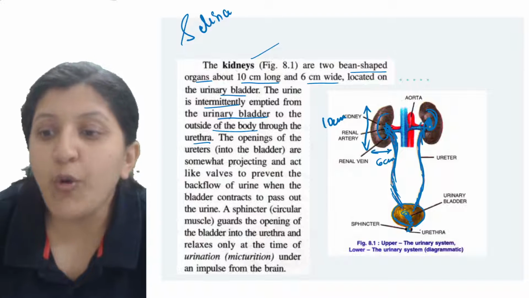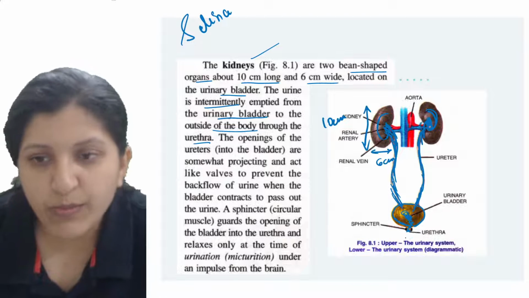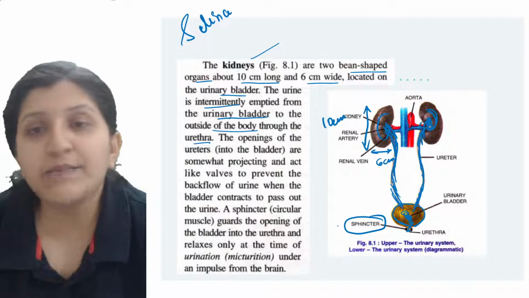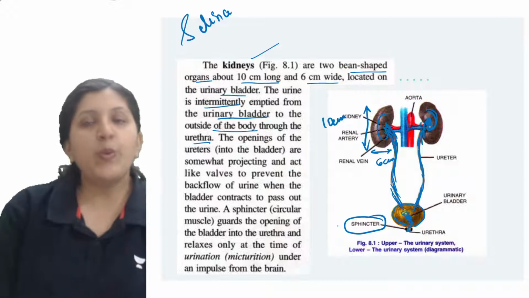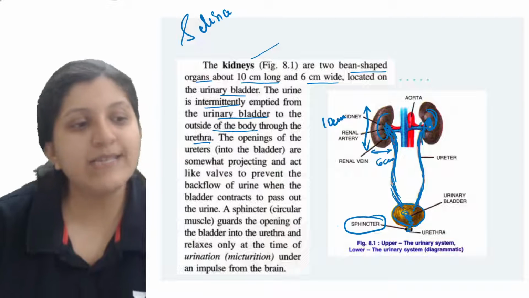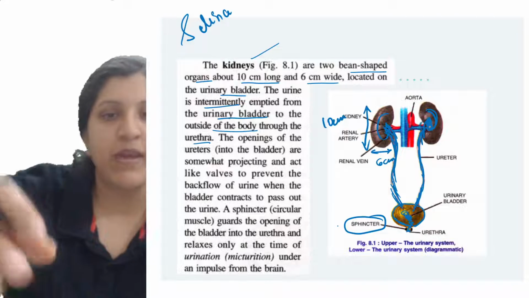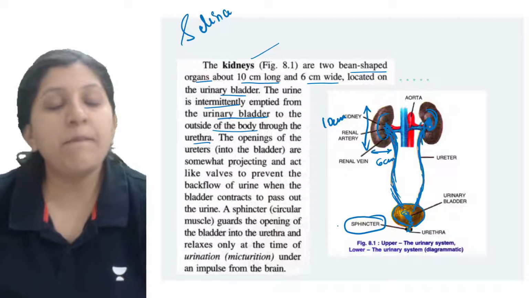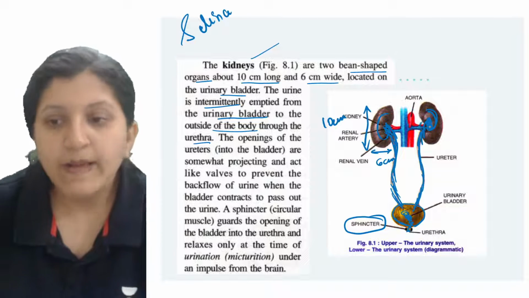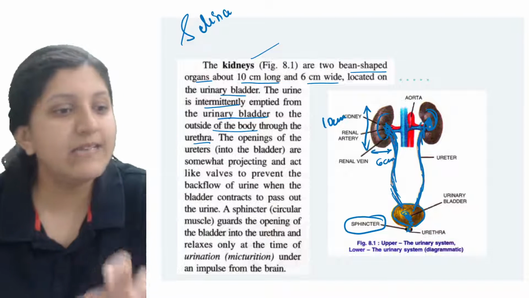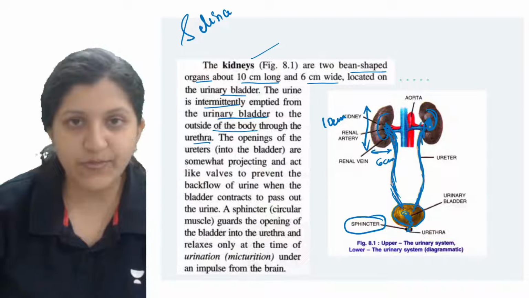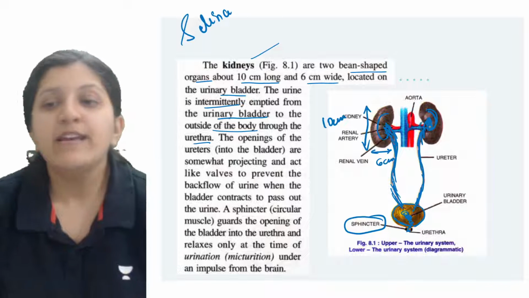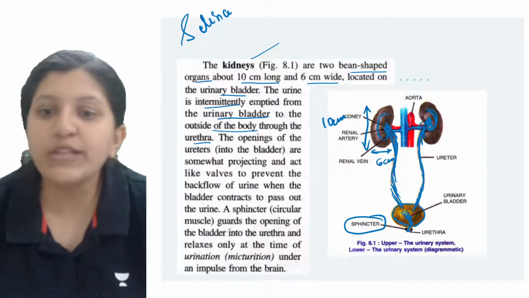That is only under the impulse from the brain. Now you can see there is one more labeling, that is sphincter. Sphincter is nothing but the sphincter muscle. Once the impulse is received by the brain, this sphincter muscle is going to relax, and once the relaxation of the sphincter muscle is done, there is the urination or the micturition process.